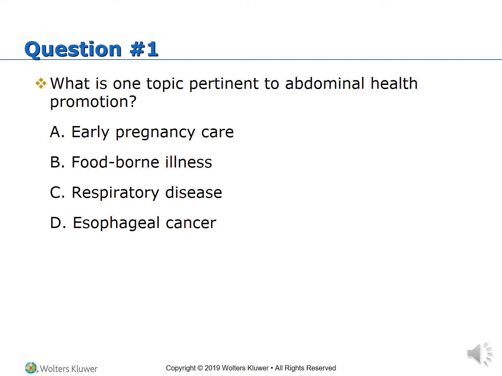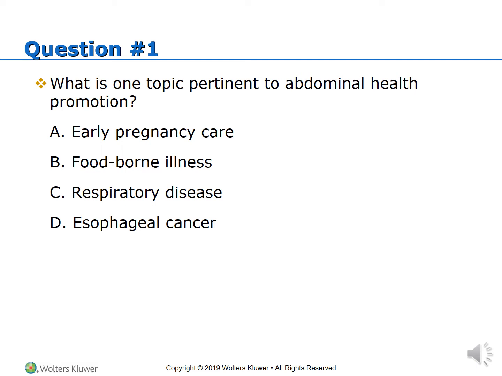Practice question number 1. What is one topic pertinent to abdominal health promotion? Think health promotion and the abdominal system, okay, because that's what is in the question. A, early pregnancy care is good health promotion, but it's the gynecologic system. B would work. Foodborne illness would work, yes. C, respiratory disease, well, no, C is the respiratory system. D would also work, which is esophageal cancer.